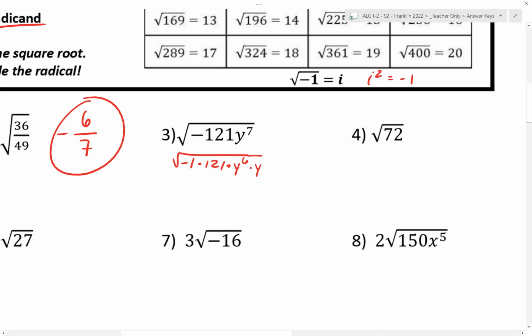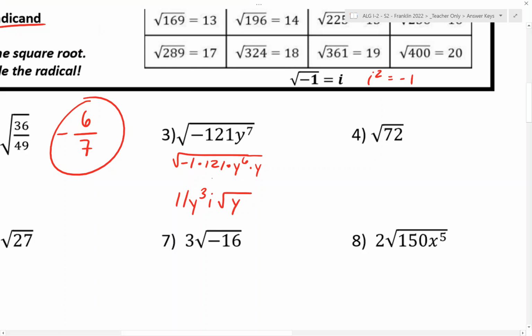I've just broken it down into things we can take the square root of. So now to get the final answer, just go through and take the square root of each of these things separately. I like to start with the number 121. The square root of 121 is 11. The square root of y to the 6th, just divided by 2, is y to the 3rd. The square root of negative 1 is i. And then left over inside the radical is just that y by itself.